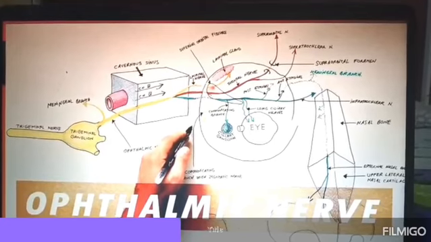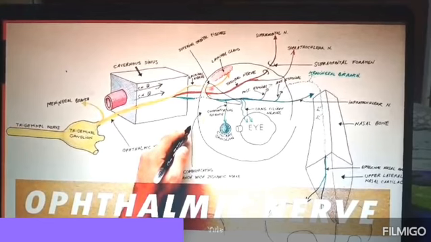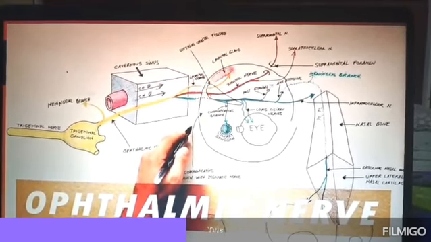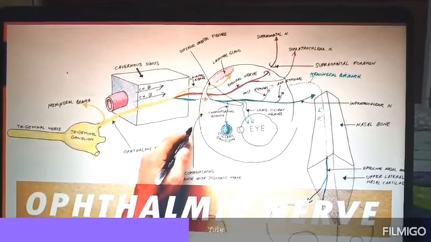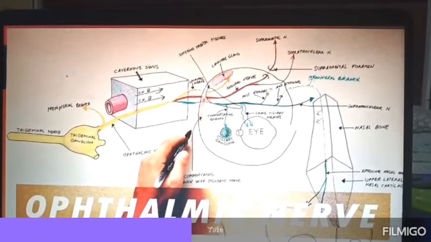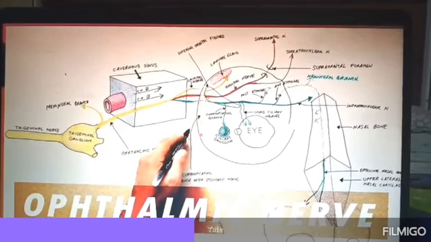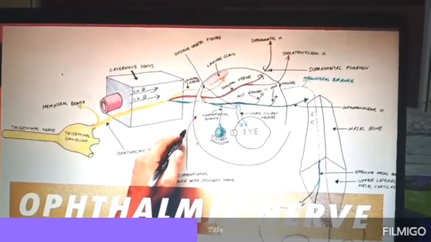So coming to the lacrimal nerve, when it enters the orbit through the superior orbital fissure, it goes anterolaterally to supply sensory fibers to the lacrimal gland. It also receives some fibers from the zygomatic nerve to supply the lacrimal gland, and these fibers are the postganglionic secretomotor fibers from the sphenopalatine ganglion.